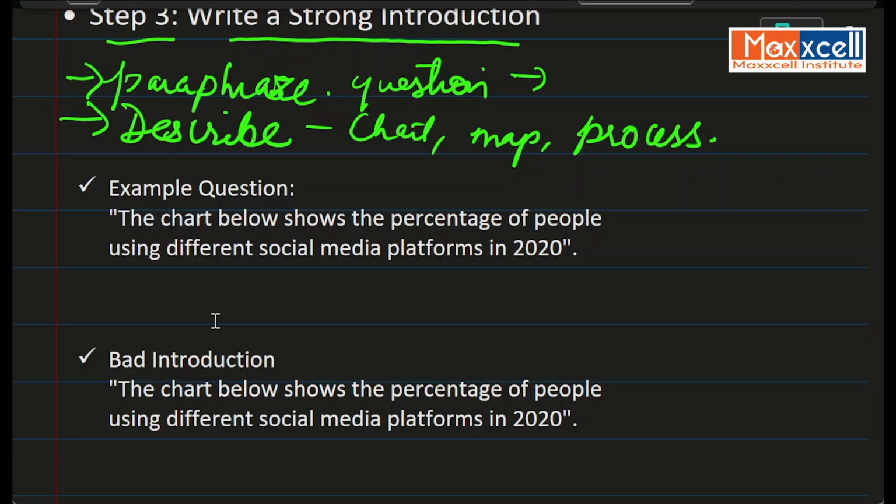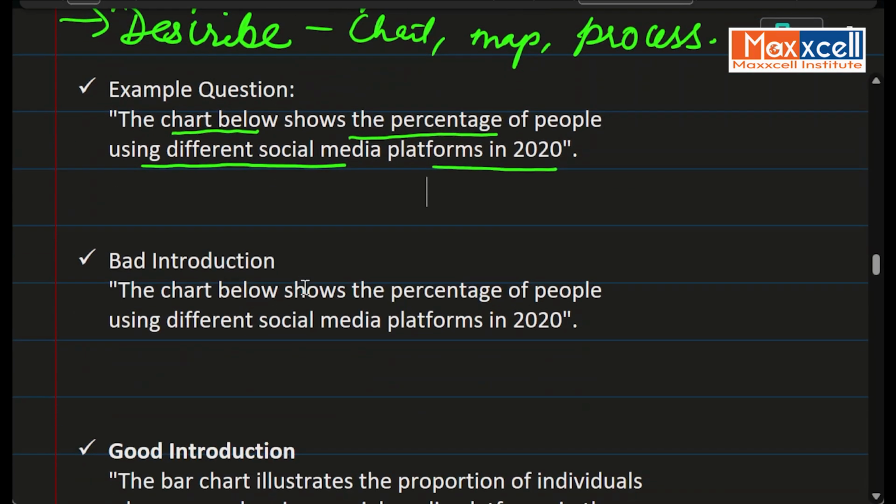Say, for example, the question is: the chart below shows the percentage of people using different social media platforms in 2020. This is an example question which I have just read. So how will you give your introduction for that?